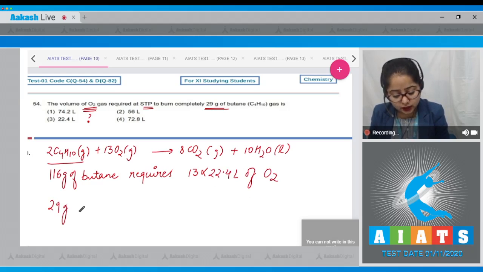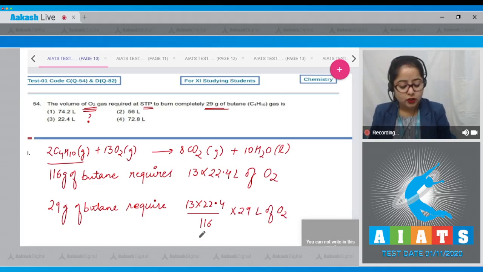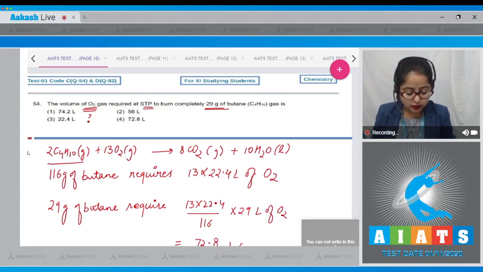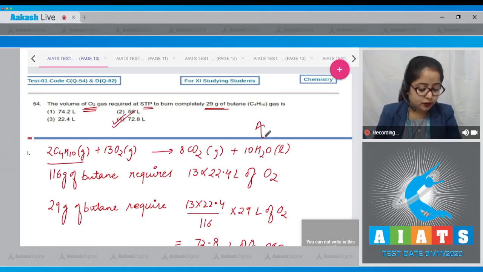Therefore, 29 gram of butane will require 13 into 22.4 upon 116 multiplied by 29 liters of O2. Student, I have multiplied this and the answer is 72.8 liter of O2 gas. That means the correct answer is option number 4.